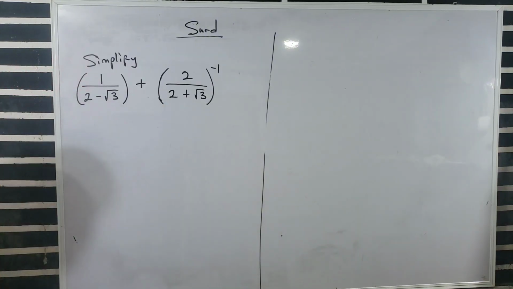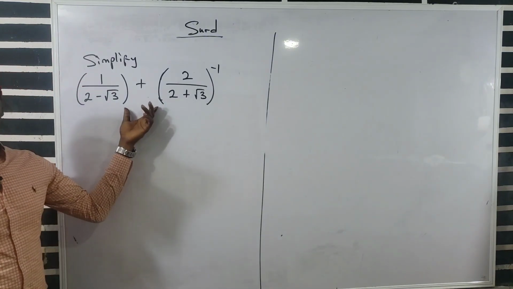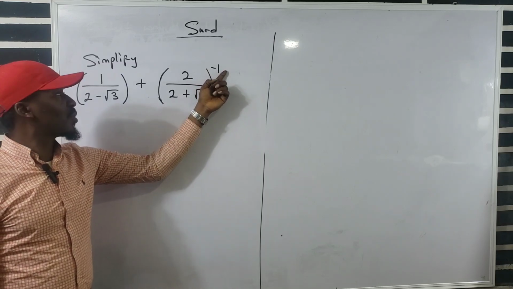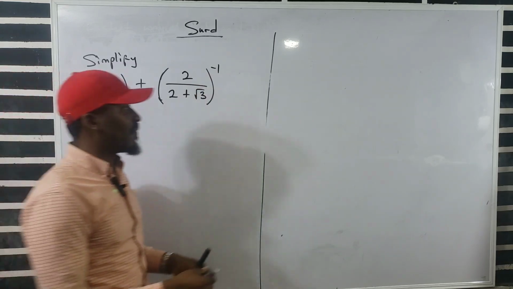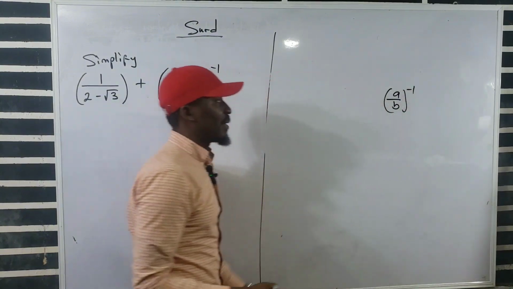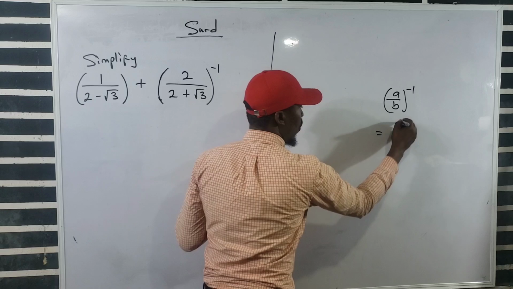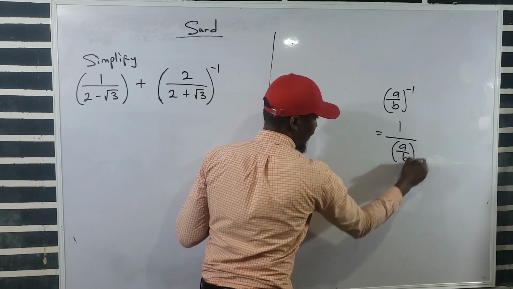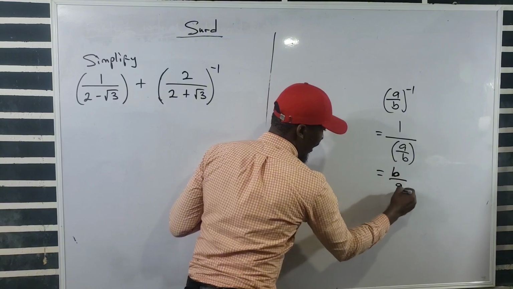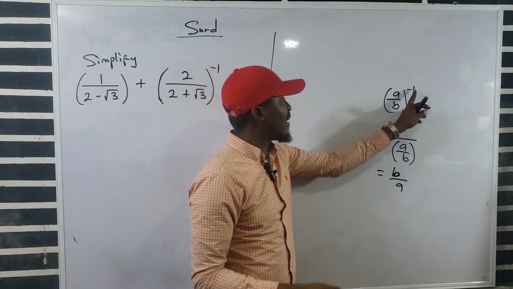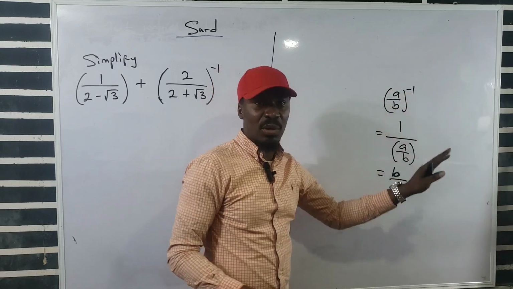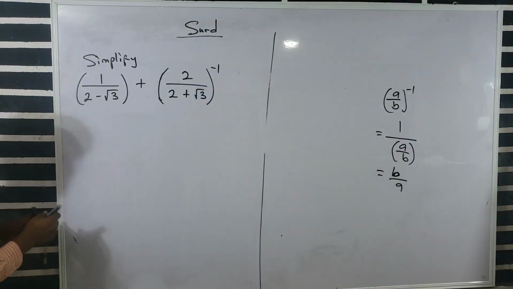So we are asked to simplify this. Okay, now before we continue simplifying, notice in this part there's an inverse. So what happens whenever you have an inverse? If you have A over B raised to power minus 1, that simply means 1 over A over B. And when you have 1 over A over B, it will give you B over A. So the only thing that happens whenever you have inverse is for the denominator to come up as the numerator, and numerator will go down as the what? Denominator. Let's apply that in this question.